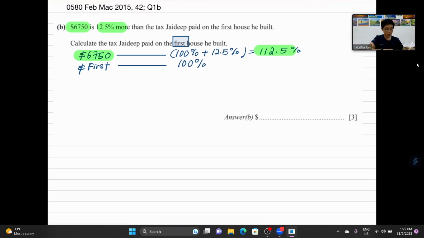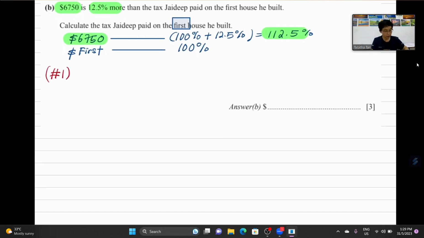Okay, now let's go through the process. In this video, I'm going to show you two methods. Let's put in here method one. We can start off from the basic concept about percentage change, and later I'm going to propose a summarized version.